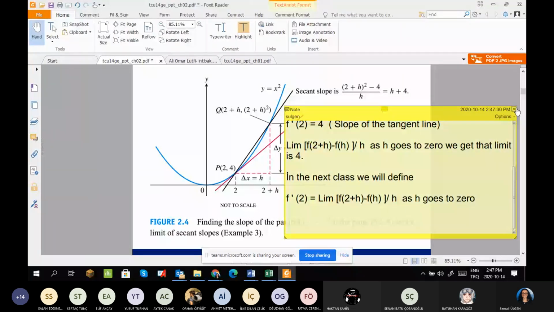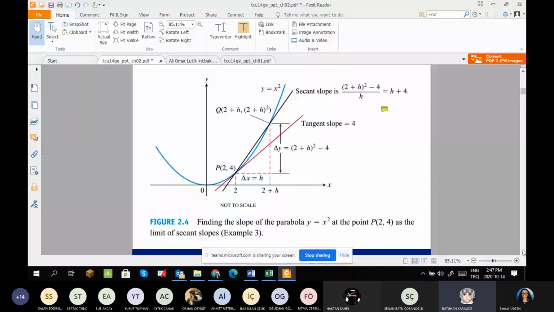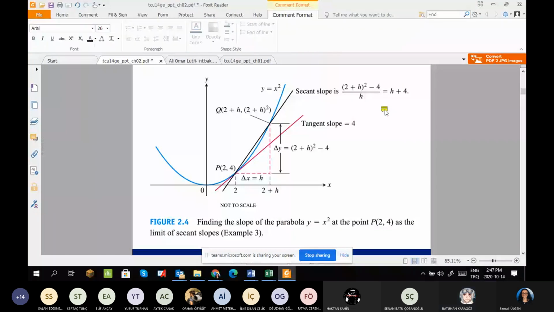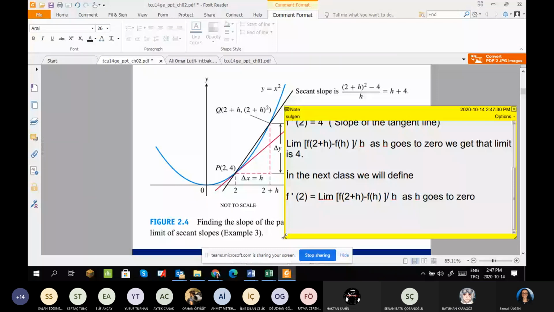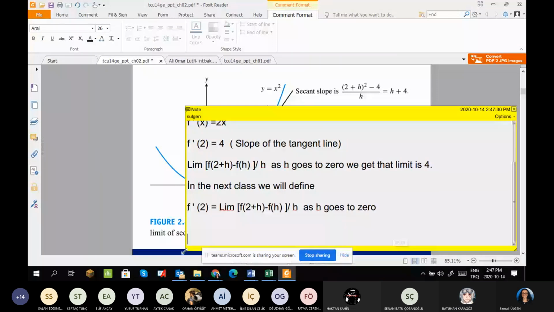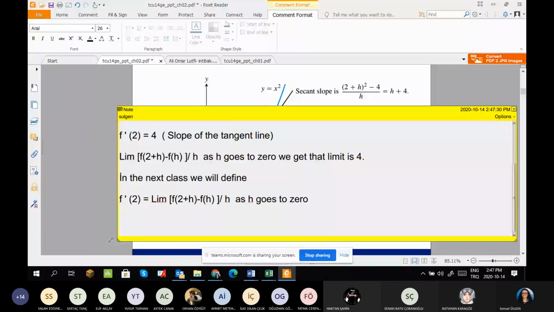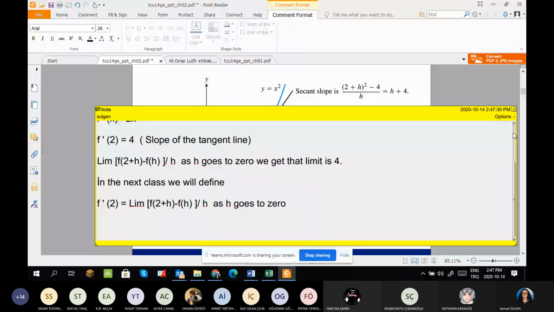Is this clear? Last part, I've derivative 2 limits. Okay, it's not clear? Yes. Yeah, I know it's not clear, but this is a preparation for the future class. In our next class, actually, we are going to give the definition of the derivative.